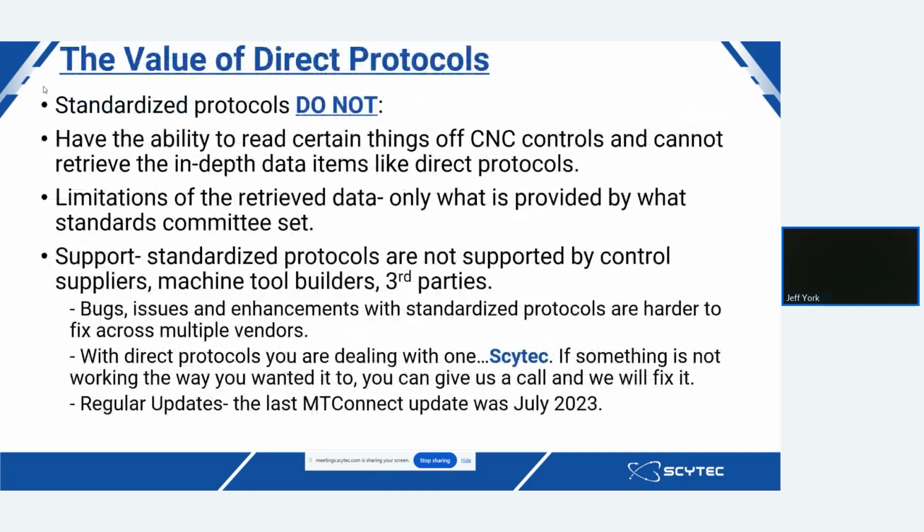So to get more of an understanding about the value of direct protocol access, it's a good thing to focus on the limitations of some of the standardized protocols that you could use, like MT-Connect or OPC UA, to retrieve machine information. Standardized protocols do not have the ability to read certain things off of CNC controls and cannot retrieve the in-depth data items like direct protocols can. The limitations of the data retrieved via these standardized open source protocols is only what is provided by the standards committees. That is what they set, basically.